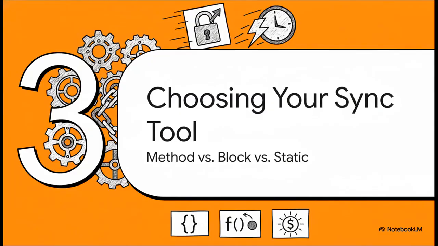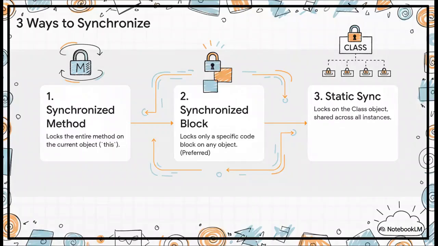Okay, so we get the what and the why. Now let's get into the how. Java doesn't just give us one tool. It gives us a few different ways to implement synchronization. And choosing the right one is absolutely essential for getting that balance between safety and speed. You've basically got 3 main options in your toolkit. You can synchronize an entire method. You can just synchronize a specific block of code inside a method, which, spoiler alert, is usually the better choice.